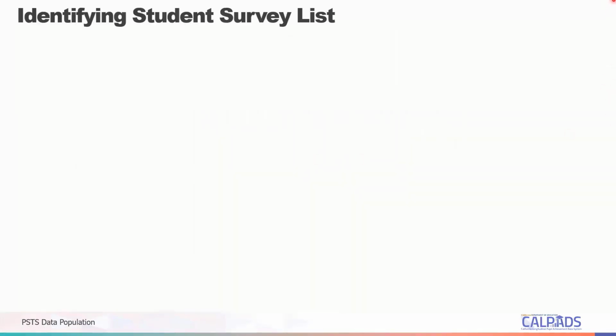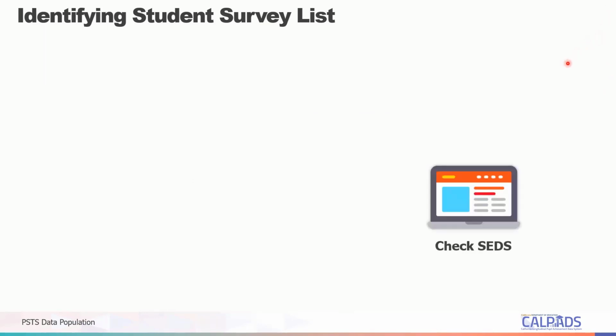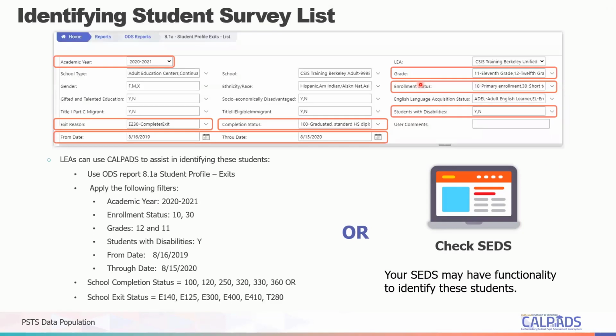There are different ways to identify the students who are eligible for the survey collection. You may check your local special education system or SEDS to see if it has the functionality to generate the student survey list based on the previously mentioned criteria. Or, if that is not possible, you may run CALPADS ODS Report 8.1a for the list of high school completers and those who exited and didn't re-enroll. You just have to be aware of the specific filters needed to generate the desired list.